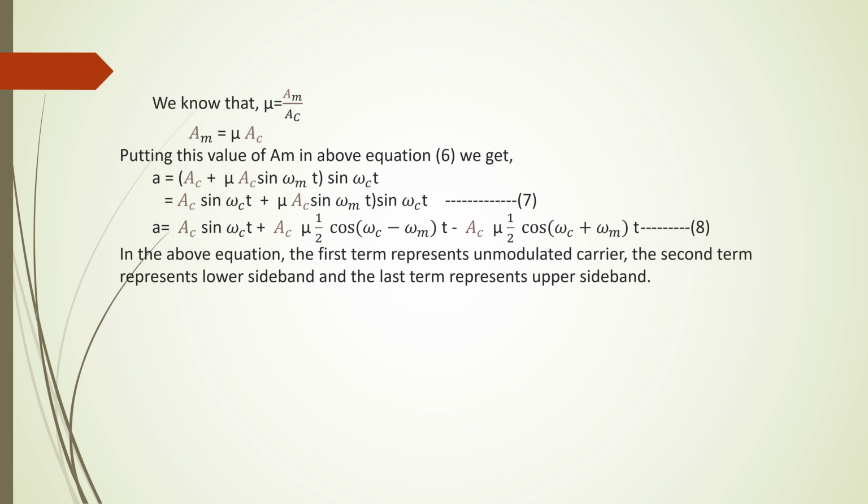Equation 7. A = Ac sin omega c t + Ac mu/2 cos (omega c minus omega m) t minus Ac mu/2 cos (omega c plus omega m) t. Equation 8. In the above equation, the first term represents the unmodulated carrier, the second term represents the lower sideband, and the last term represents the upper sideband.